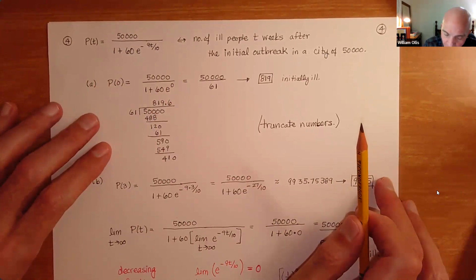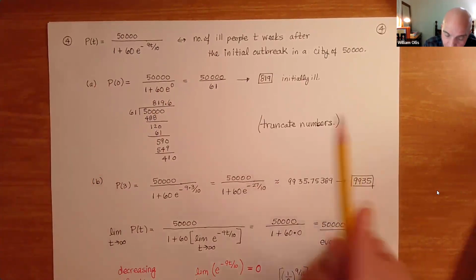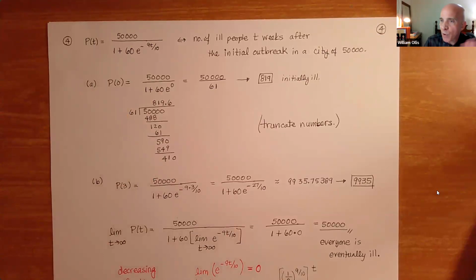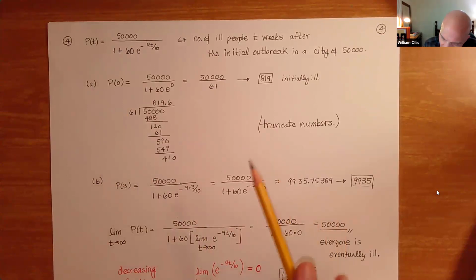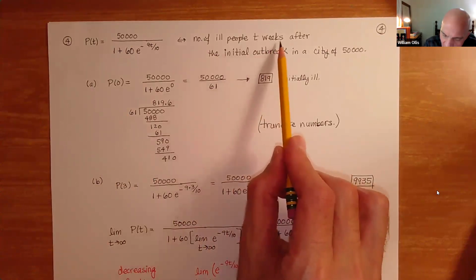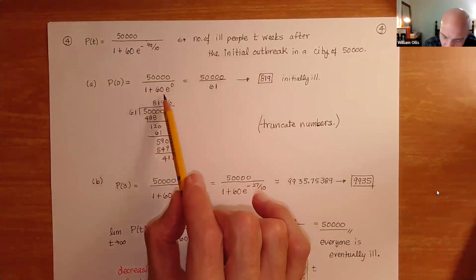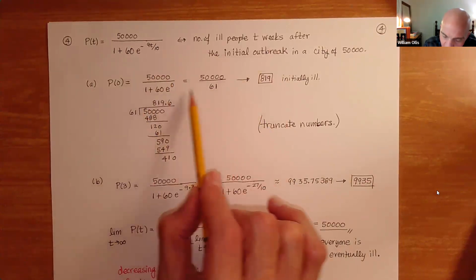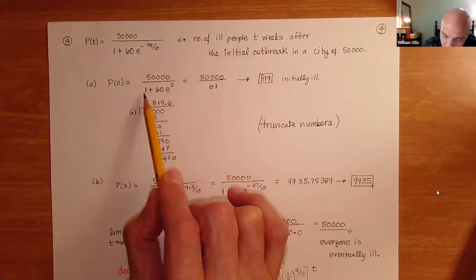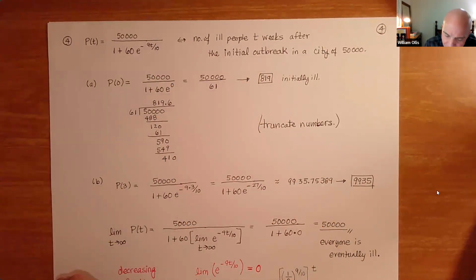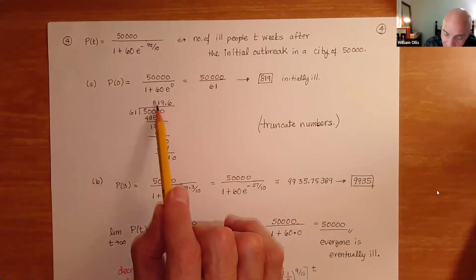So the first part of the problem was to determine the initial amount. I mean, how many people are sick when we start this process, when t is equal to 0. Now, t is in weeks. So when we basically start the process, how many people are sick? Well, we just replace the t with 0. So now we just have 50,000 divided by 1 plus 60 times 1, so 50,000 divided by 61. And all I did here was just do some division.